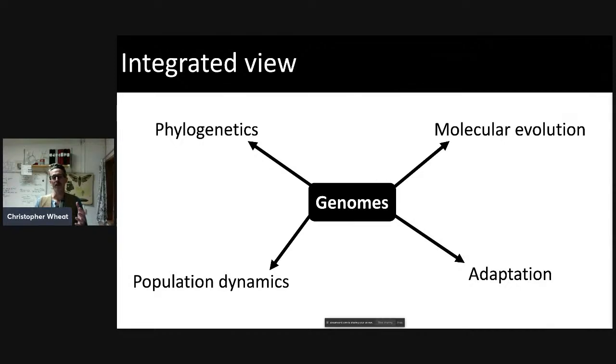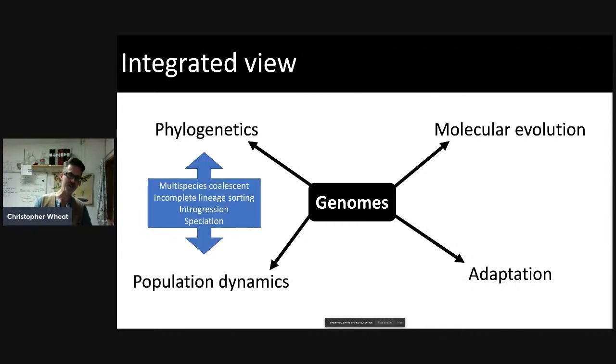My view of phylogenetics, and I'm trying to tailor this to the audience that might be here at the Phylo Seminar series, is a very integrated view, I think, of how I use phylogenetics. I primarily use genomes, and with genomes, I can reconstruct phylogenies. I can look at molecular evolution. I can get at the basis of adaptation, and I can reconstruct population dynamics. So when I think about phylogenetics, I think about phylogenomics. And then once you have genomes, you can actually do a lot. They're incredibly powerful.